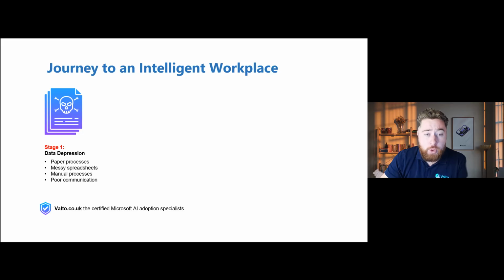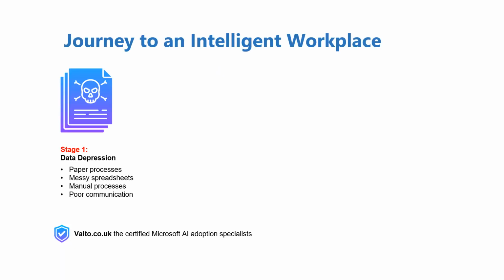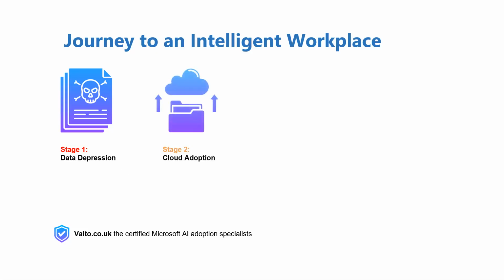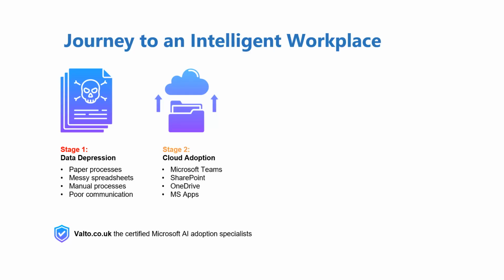And again, poor communication. It could be that you're relying on emails, phone calls. In that use case I was just describing, people are having to make phone calls and check, is a certain fabric still in stock? Things like that. It was all very chaos driven. It was causing this data depression. Now, we then move into the second stage of this journey to the intelligent workplace, which is what we're referring to as the cloud adoption stage.